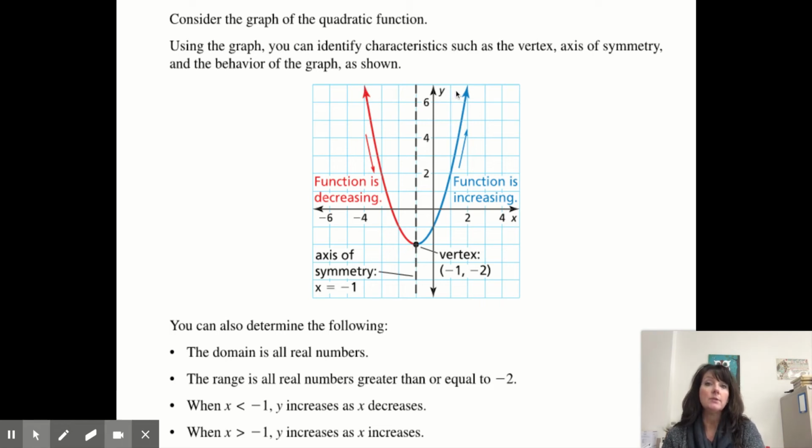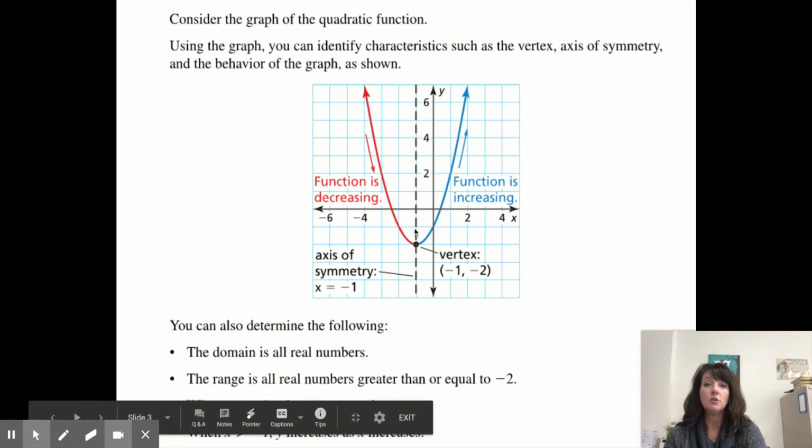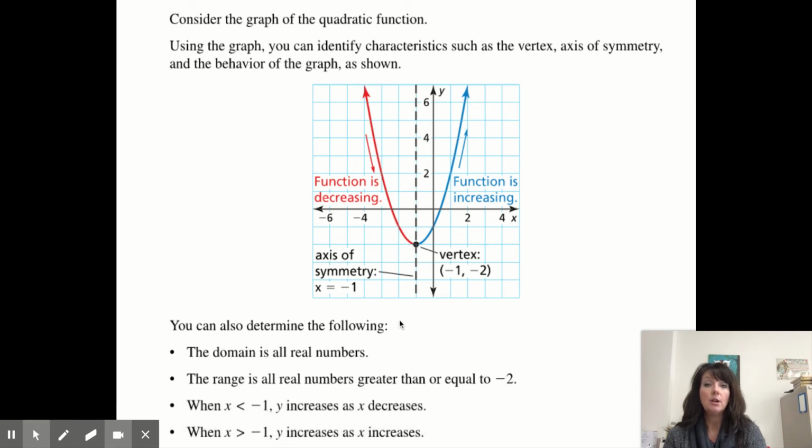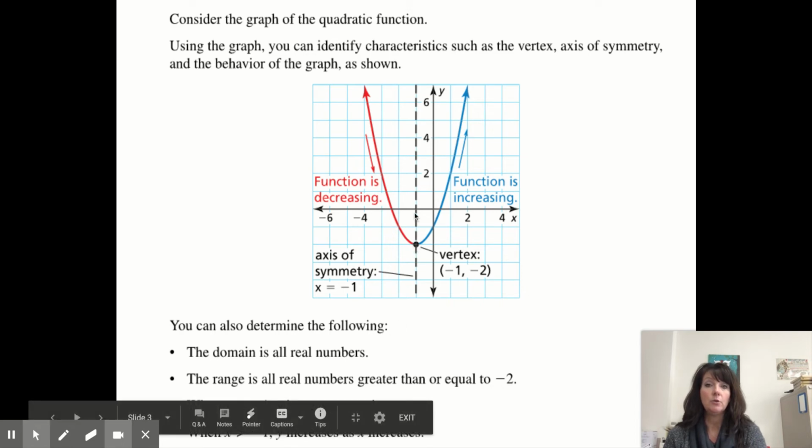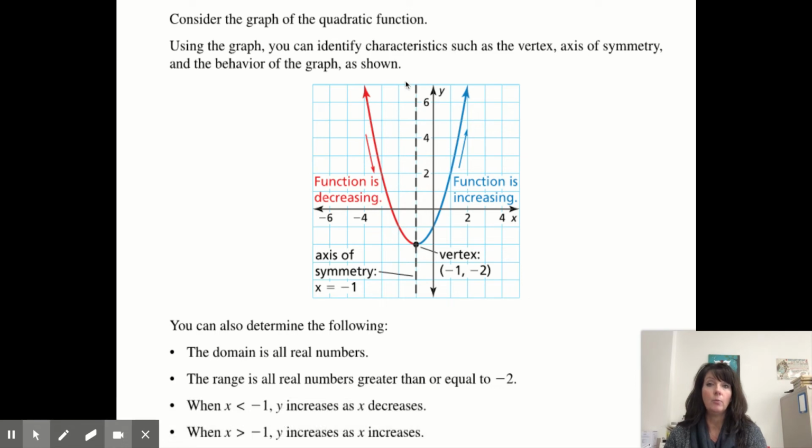The domain and range, so the input values. Since there are arrows at the ends of both of these, your input values are all real numbers, so your domain is all real numbers. However, your range or output values are going to be limited. This is a solid point, so this -2 is included. So it's all numbers greater than or equal to -2, because since it opens up, it'll continue to go up and rise that way.